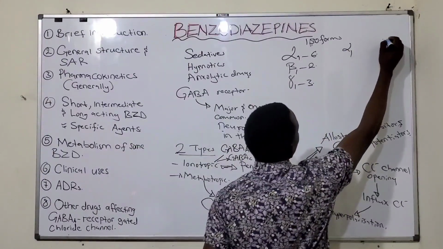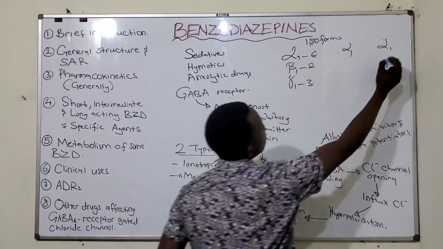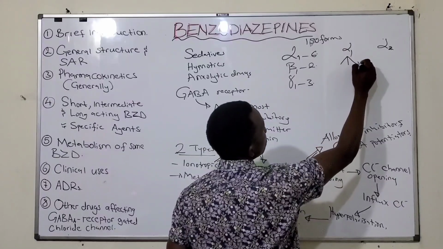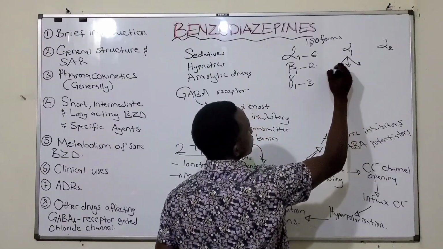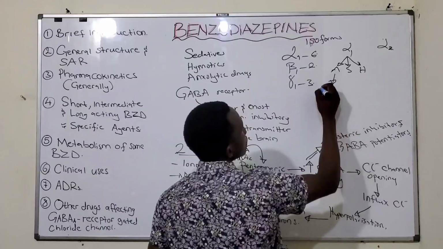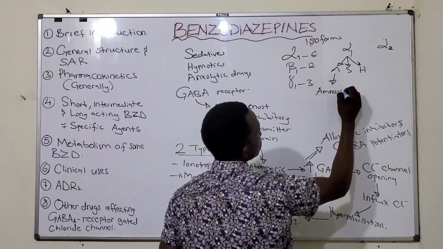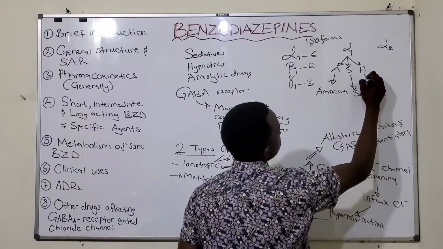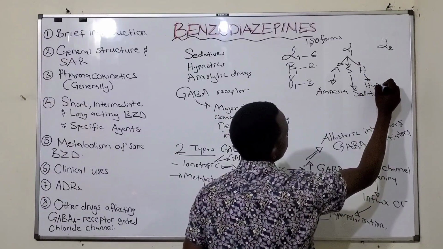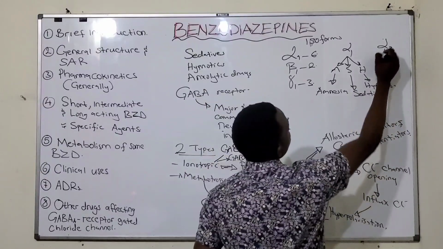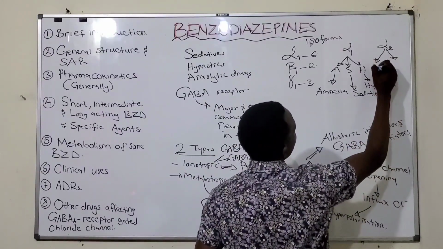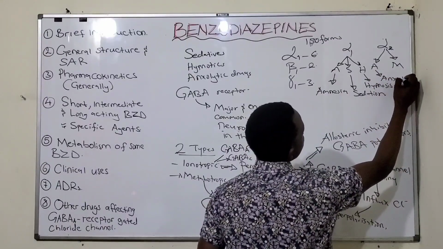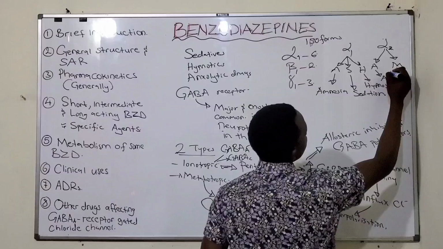Alpha 1 and alpha 2 are the main sites for binding of the benzodiazepines. Alpha 1 is responsible for amnesia, sedation, and hypnosis. Alpha 2 is responsible for anxiety and muscle relaxation.